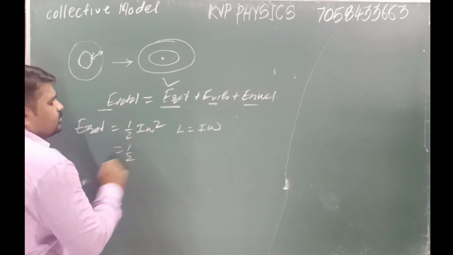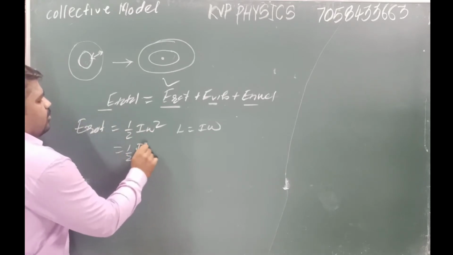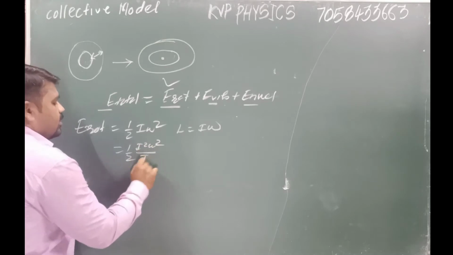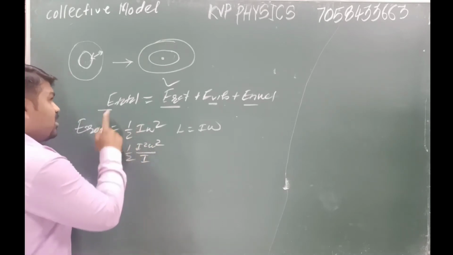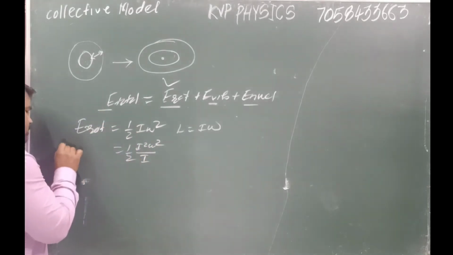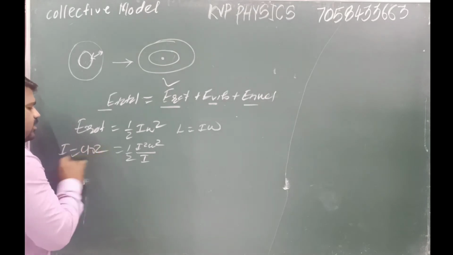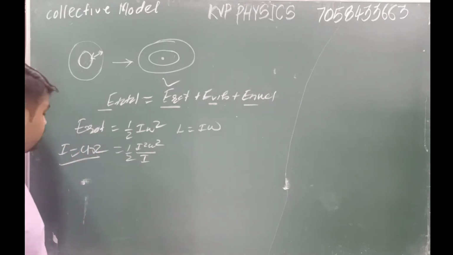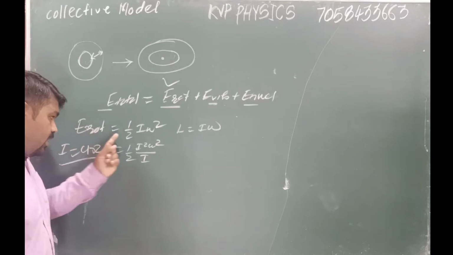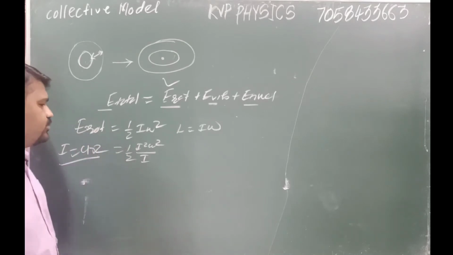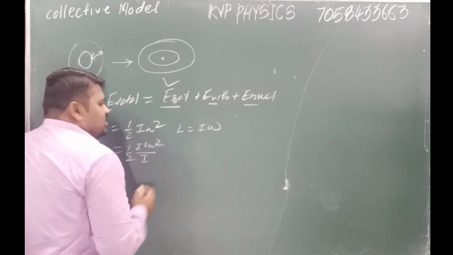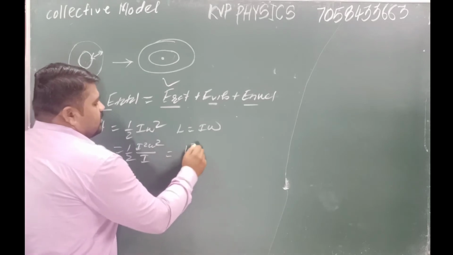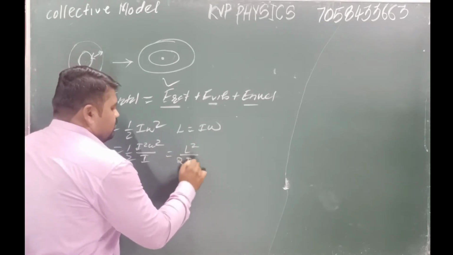Then we get 1 by 2 I omega square, where I is the moment of inertia, and we can note down mu r square by using the reduced mass case. So 1 by 2 I omega square, and we know that L is nothing but I omega. Then this can be written as L square upon 2I.